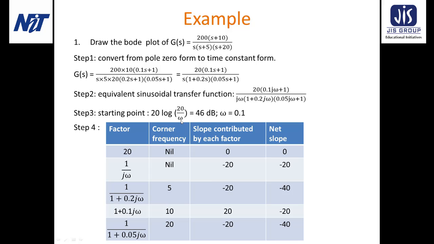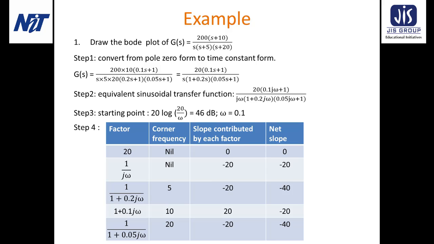Now what will be the value of omega? This omega will be the value, whichever value you are considering at the first line. If you start from 0.001 and then 1 decade, then you will put 0.001 instead of this omega. But I have used here 0.1. That's why I have put 0.1 over here, and the final answer is 46 dB. So for this problem, the graph will start from the 46 dB.